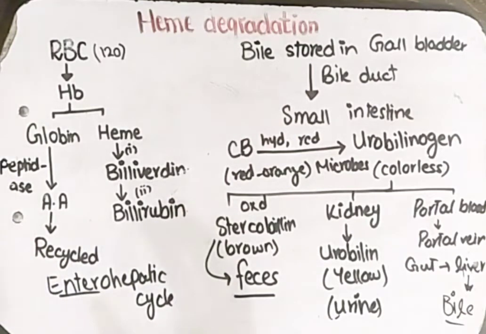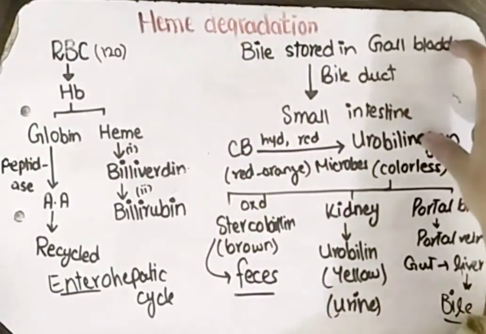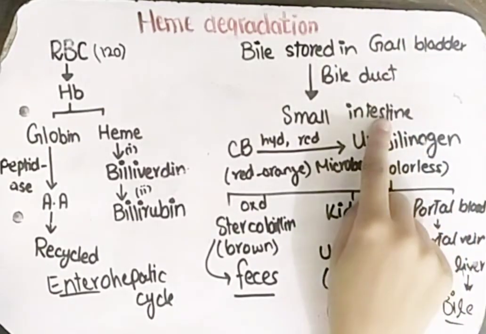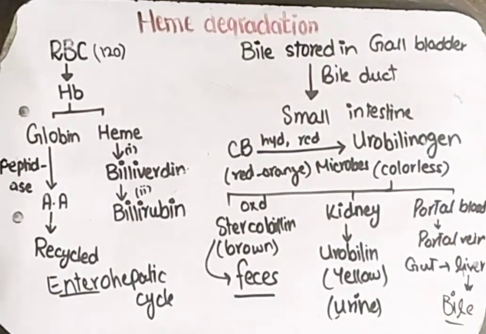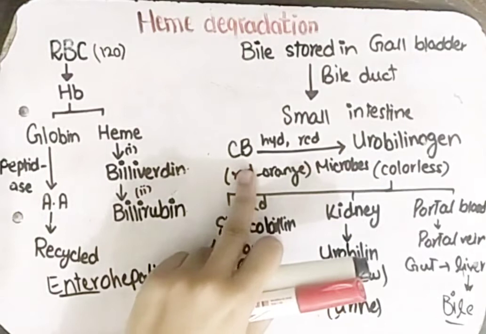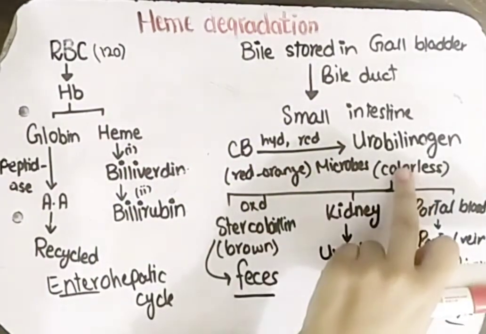Okay, so what was the last step? That the bile was stored in the gallbladder. It enters into the small intestine with the help of the bile duct. In the small intestine, the conjugated bilirubin present in the bile is converted into urobilinogen.